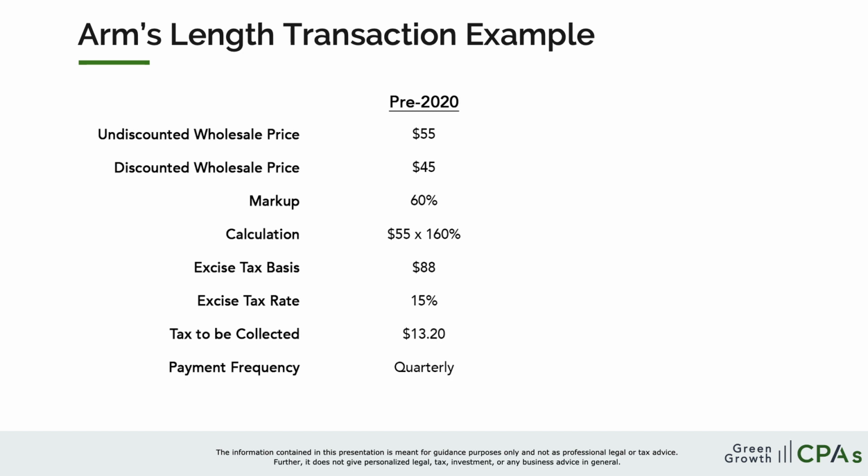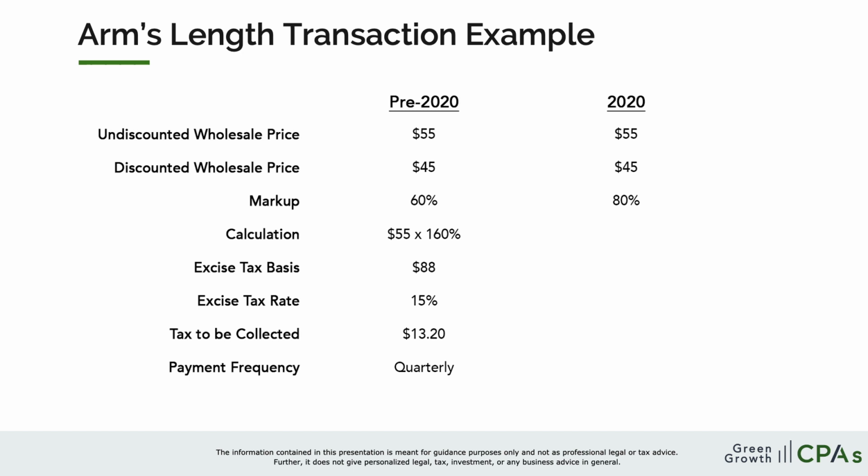And then the excise tax rate, 15%. So 15% of $88 is $13.20. Now you needed to pay this excise tax quarterly, so 4 times per year. So that's how things shook out pre-2020. Now let's look at the new example and the new way of how cannabis excise tax is calculated and collected.